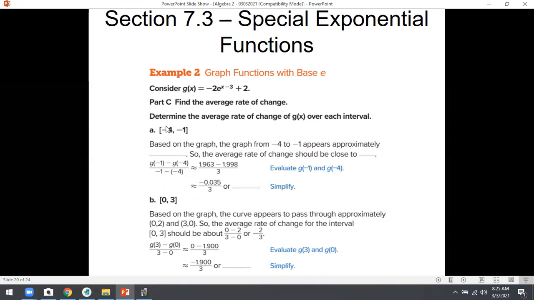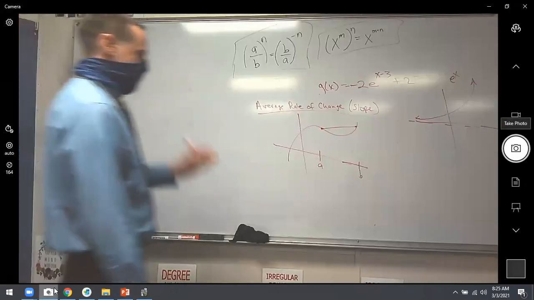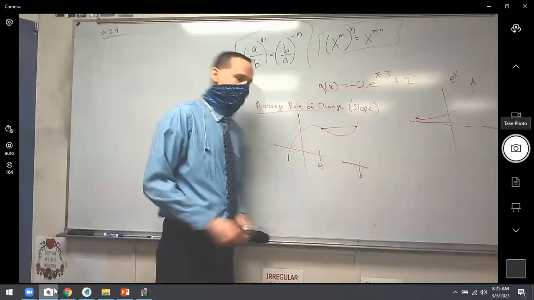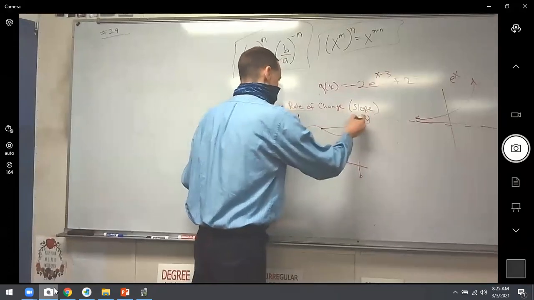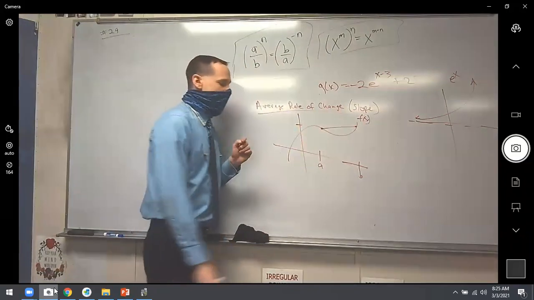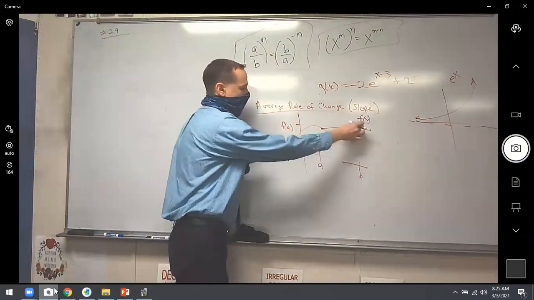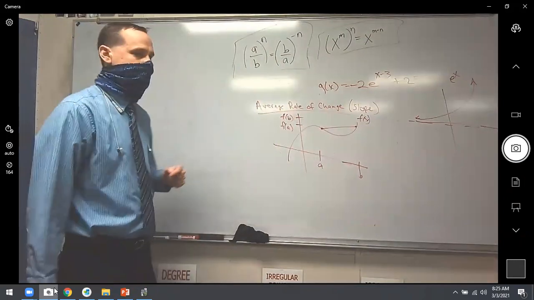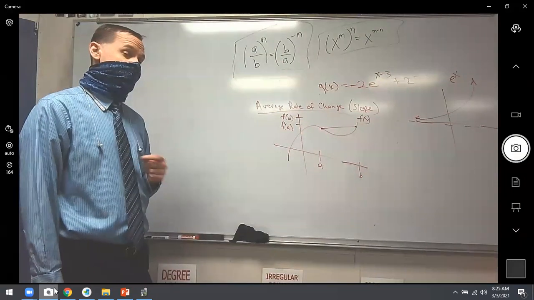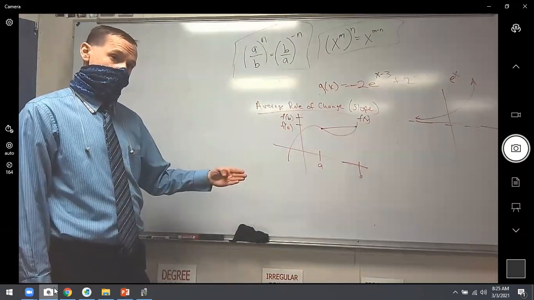See, part A says -4 to -1, right? That's an interval. B says 0 to 3. But if you have something from one number to another number, whatever this function is, when you plug in A, you're going to get out f of A. And when you plug in B, you're going to get out f of B. And since this just means slope, slope is just rise over run, correct?